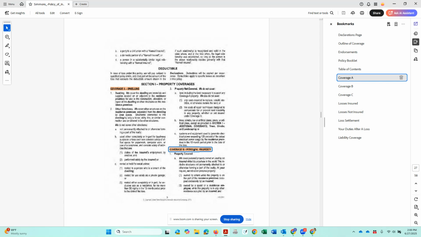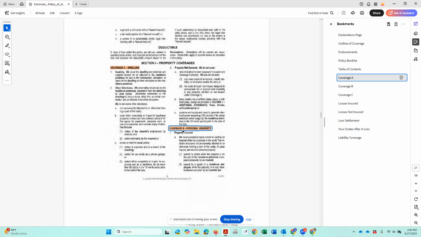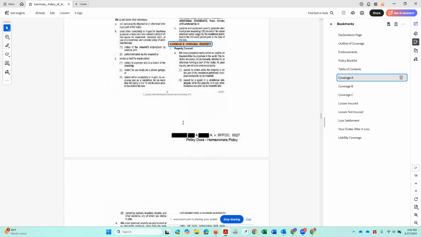They don't all call them coverage A, coverage B, or coverage C, but most homeowners policies contain versions of these coverages. Coverage B is personal property, and that would be things like TVs or your couch, your bed, your linens, your clothes. That describes what type of property is covered there.